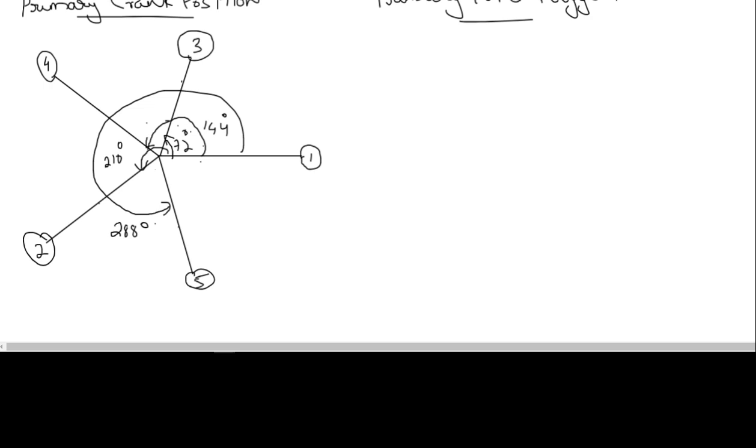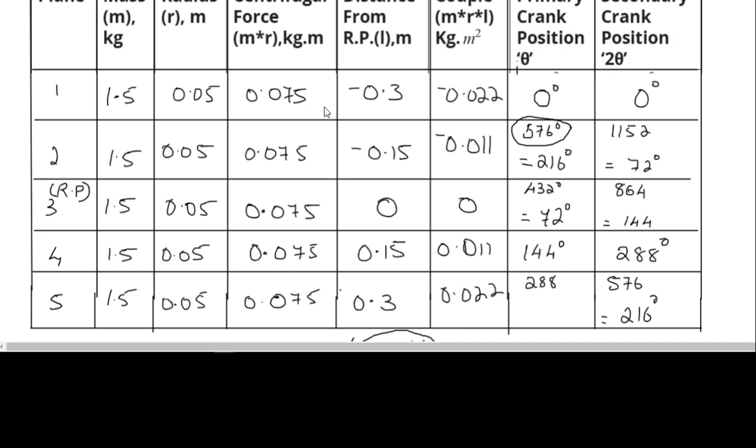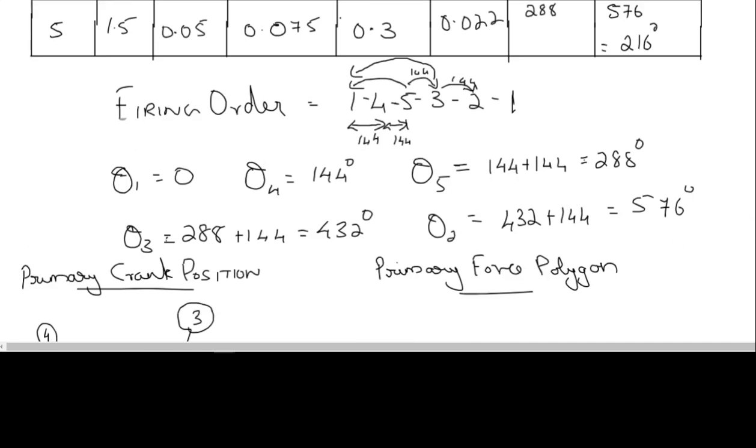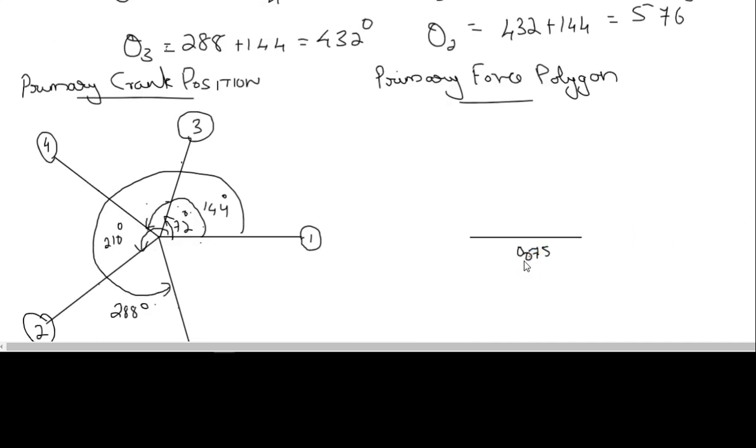So for drawing the primary force polygon, take a horizontal line, scale it and place it at 0.75. You can scale it as much as you like. So 0.75 as the first force, 0.075, sorry, 0.075. So that will be the first force of the primary.